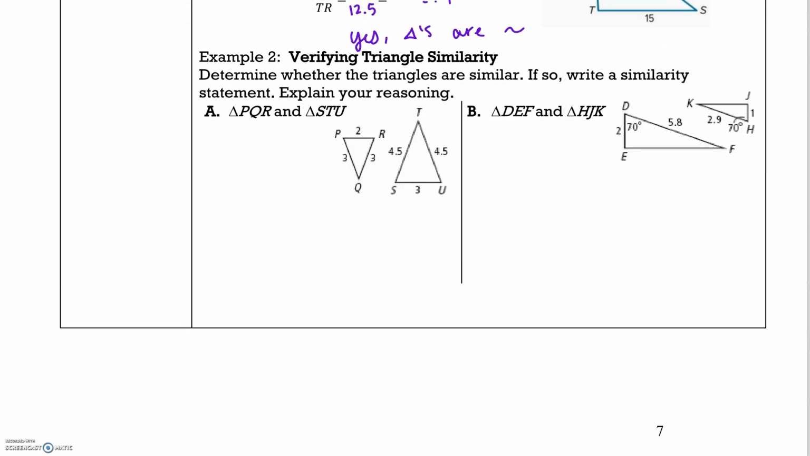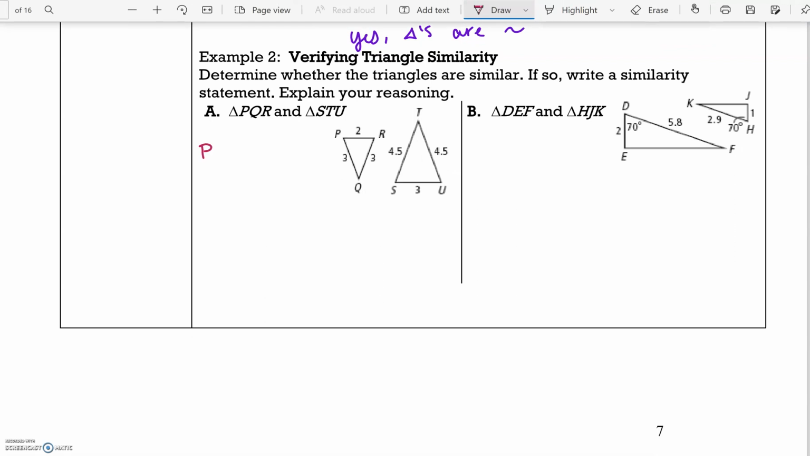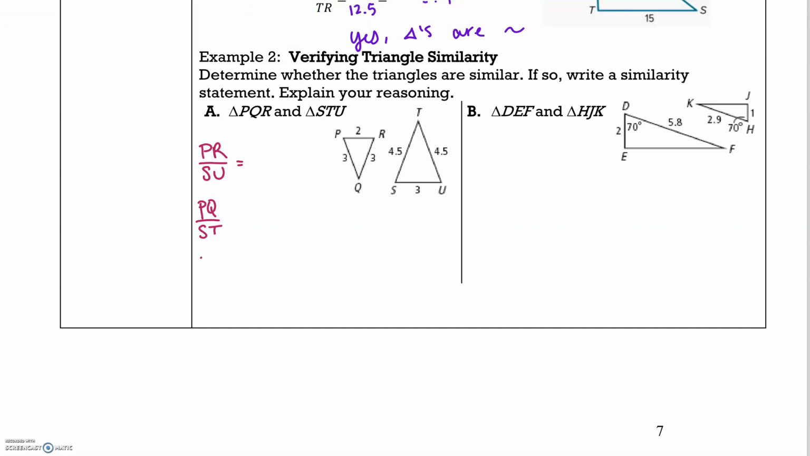All right, so now we're going to go ahead and compare these. We're going to compare PR, that base, with SU. We're going to compare PQ, and you can kind of look first two, so first two, ST, like we talked about when we name them back when we were doing congruence. And the last one be QR, and if it's the last two, then it should be TU that it's matching up with. So now we can look at those relationships.